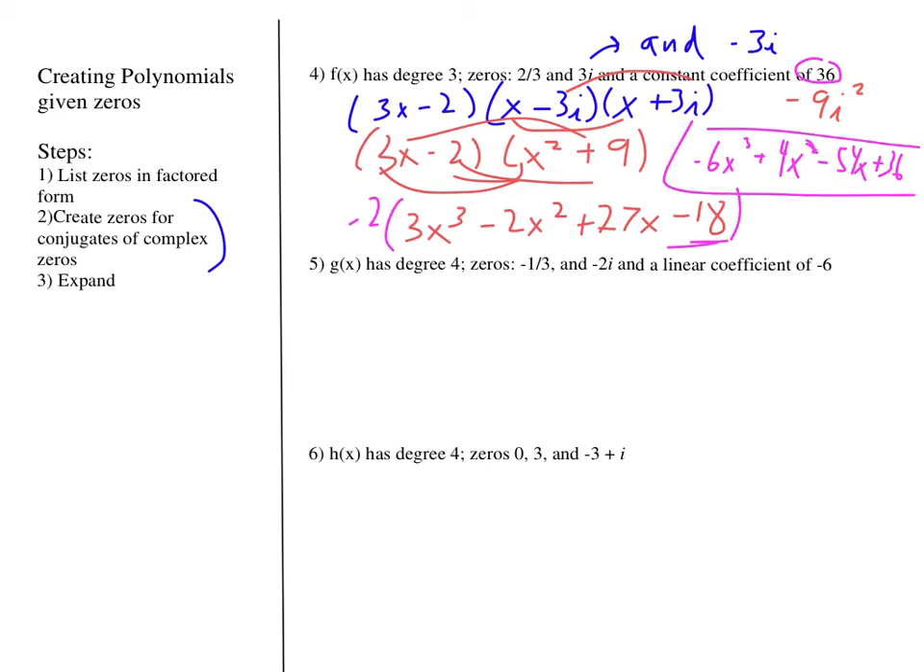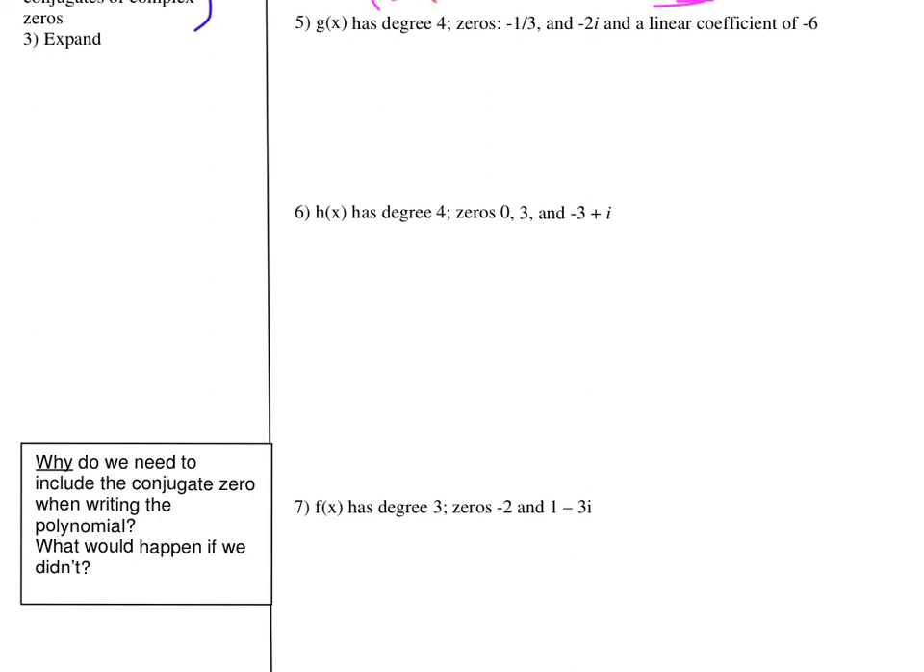Okay, so next up, number 5, same idea here. When they give me that negative 2i is a 0, then that means that positive 2i must also be a 0. And oh shoot, this one should be degree 3. Sorry about that. Yeah, because we only have 3 zeros here. So I'll just do this one as 3x plus 1, and then x minus 2i, x plus 2i, in whatever order you want.